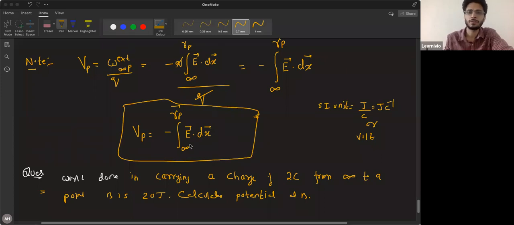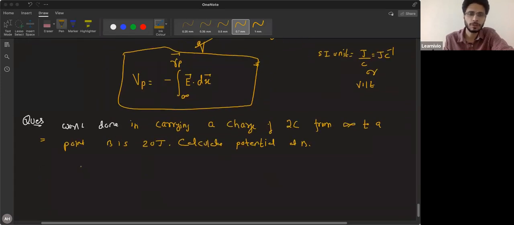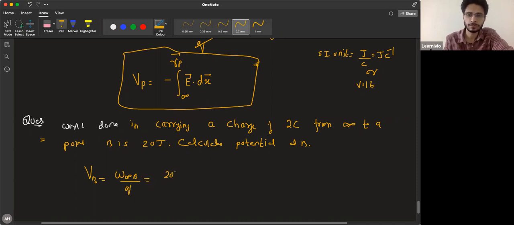See, this is a straightforward thing. You have work done, you need potential. So potential at a point B is work done in carrying charge from infinity to B divided by the point charge. So work done is 20 joule. Your test charge is 2 coulomb. Just cancel them. You will get 10 joule per coulomb. Alia and Mazia, is it clear now?